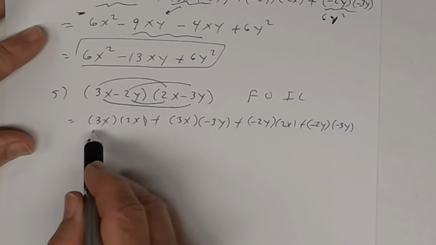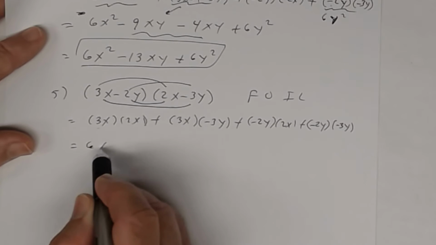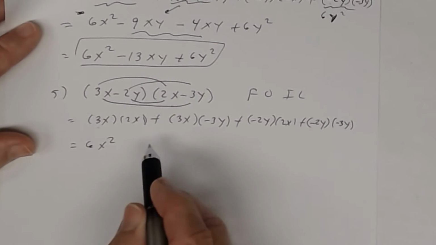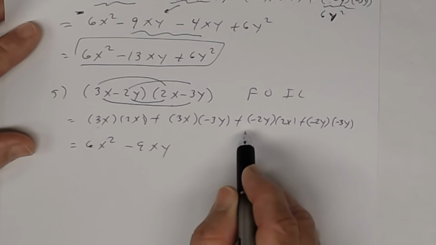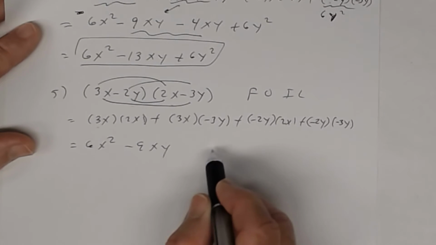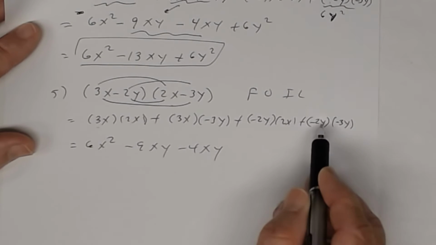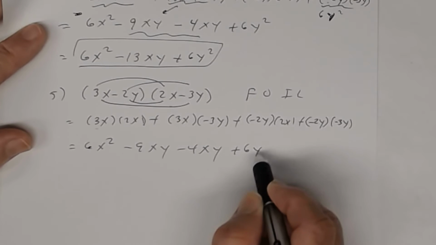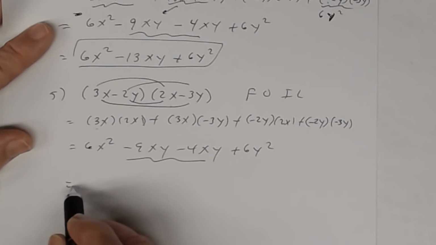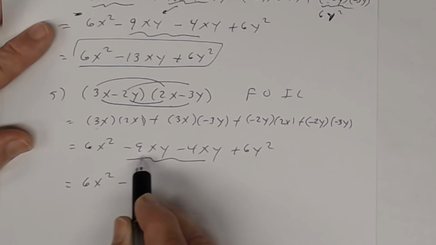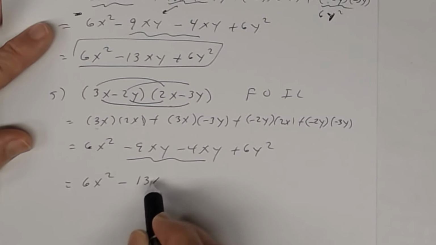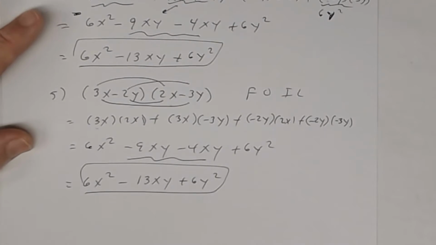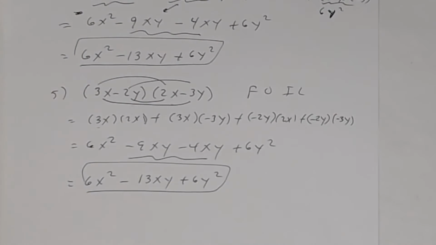Okay, so 3x times 2x is 6x squared. Positive 3x times a negative 9y is a negative 9xy. A negative 2y times 2x is a negative 4xy. And a negative 2y times a negative 3y is a positive 6y squared. Combining like terms, I get 6x squared. A negative 9 and a negative 4 is a negative 13xy plus 6y squared. All right, so that's number 5. Okay, let's look at number 6.